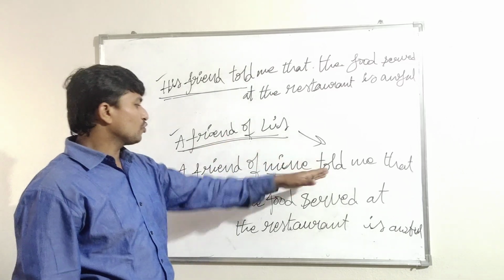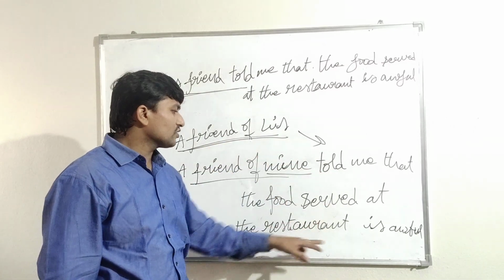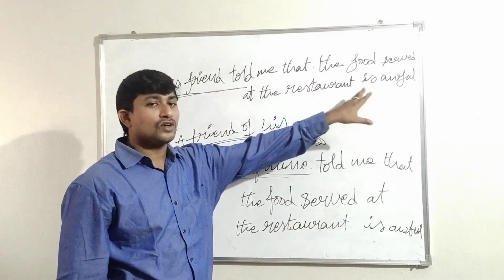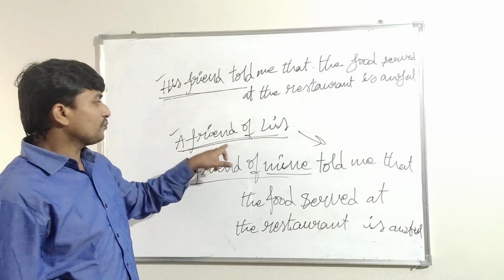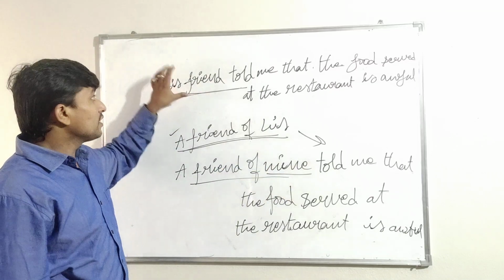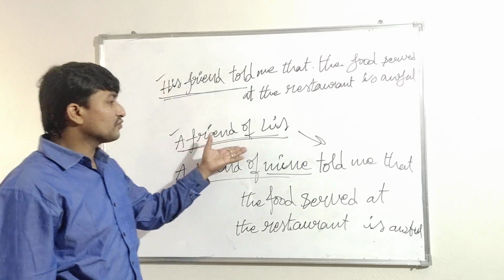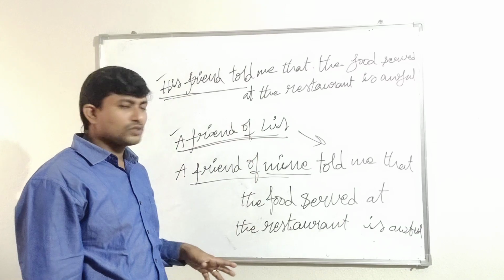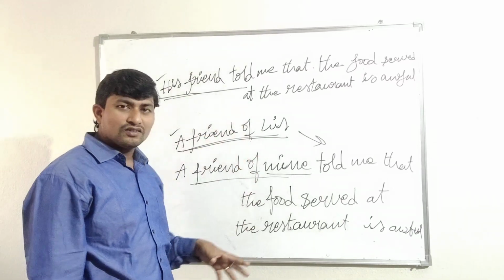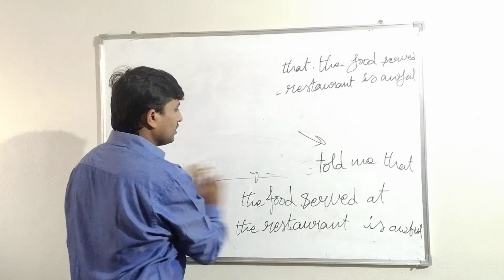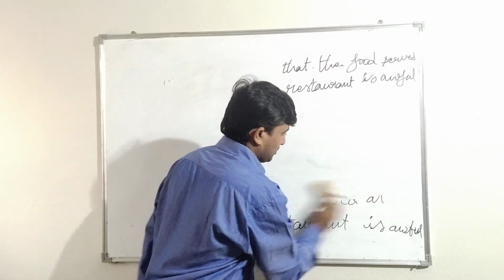A friend of his told me that the food served at the restaurant is awful, or his friend told me that the food served at the restaurant is awful. Both mean the same, but here the friend is not specified, and here the friend is specified. Here the friend is known to us, and here the friend is not known to us. So this is a way of usage of genitive cases. Okay, thank you. This is regarding only genitive cases.